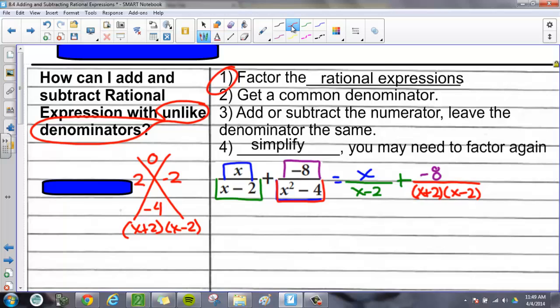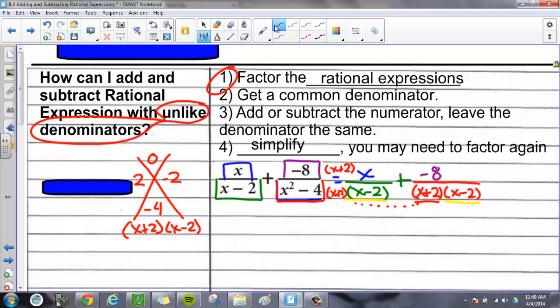Okay, time to get a common denominator here. Let's look at our two denominators and see what's not in common. Well, this denominator has an x minus 2 here, and we have one over here too. So that's common, but there's one factor missing from this denominator, and it's this x plus 2. So we need to bring that over here and multiply this x minus 2 by it. So we're going to multiply this fraction by x plus 2 on top and bottom. Okay? And now we'll have our common denominator.